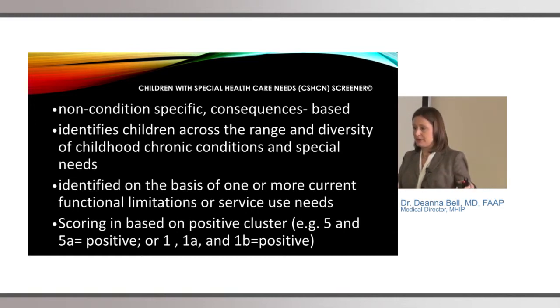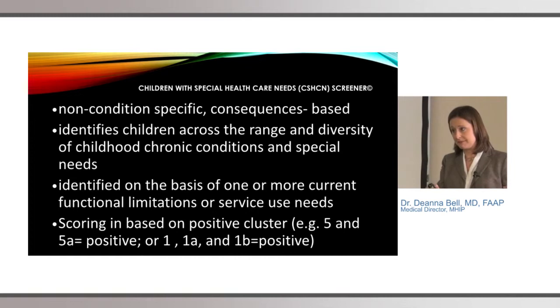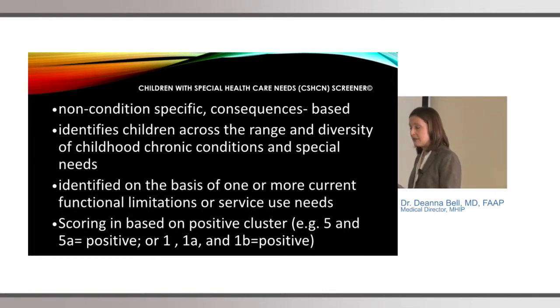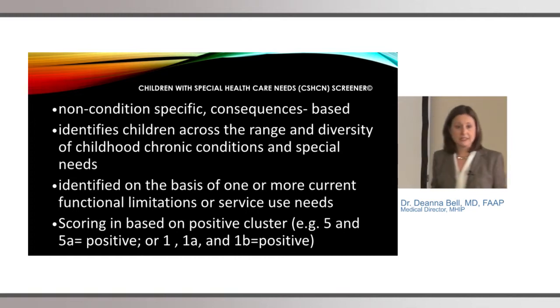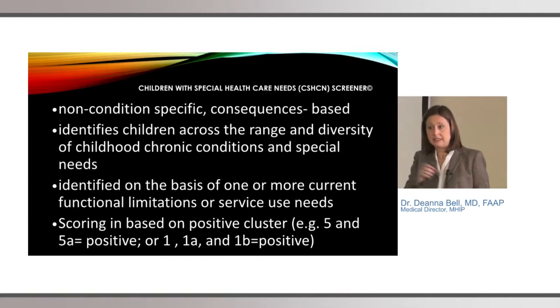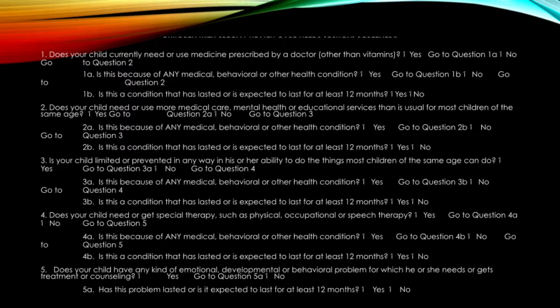What the A part of the question screens for is the consequence. The B part of the question screens for the presence of a medical condition. And then the C part of the question screens for how long that medical condition is likely to exist. So if you're positive to any sequence, then you would meet the criteria as being a child with special health care needs. This is not meant to be legible on the screen.